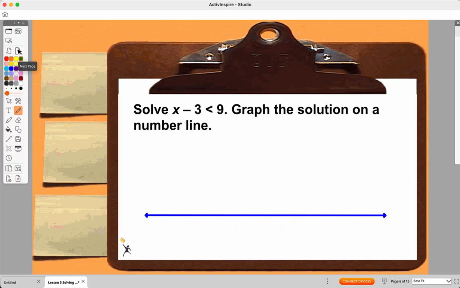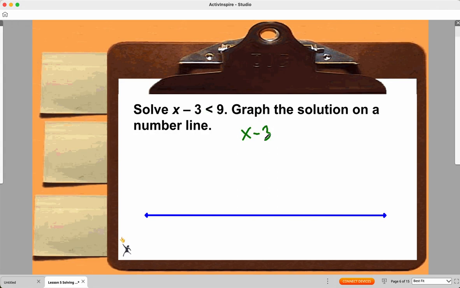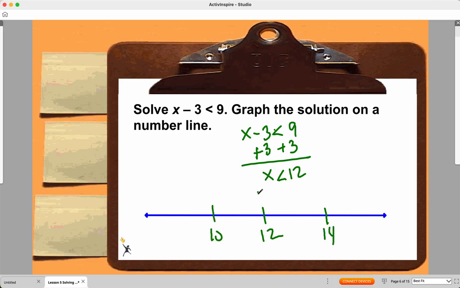Now, what happens if I switch it to subtraction? Nothing changes, really, except instead of using subtraction as my inverse operation, I'm going to use addition. So how do I get rid of a negative 3? With a positive 3. So x is now less than 12. So we're going to have our 12 here in the middle. We'll go 14 and 10. So open circle, going to the left this time.